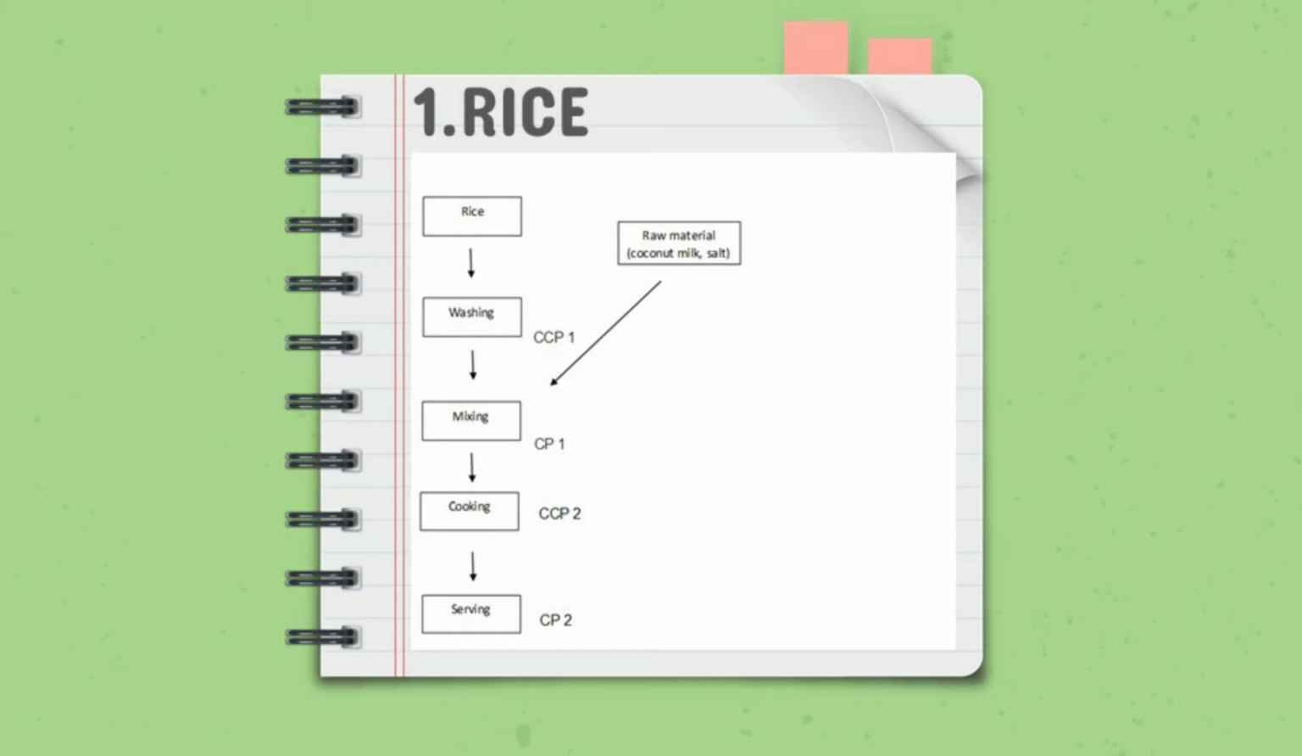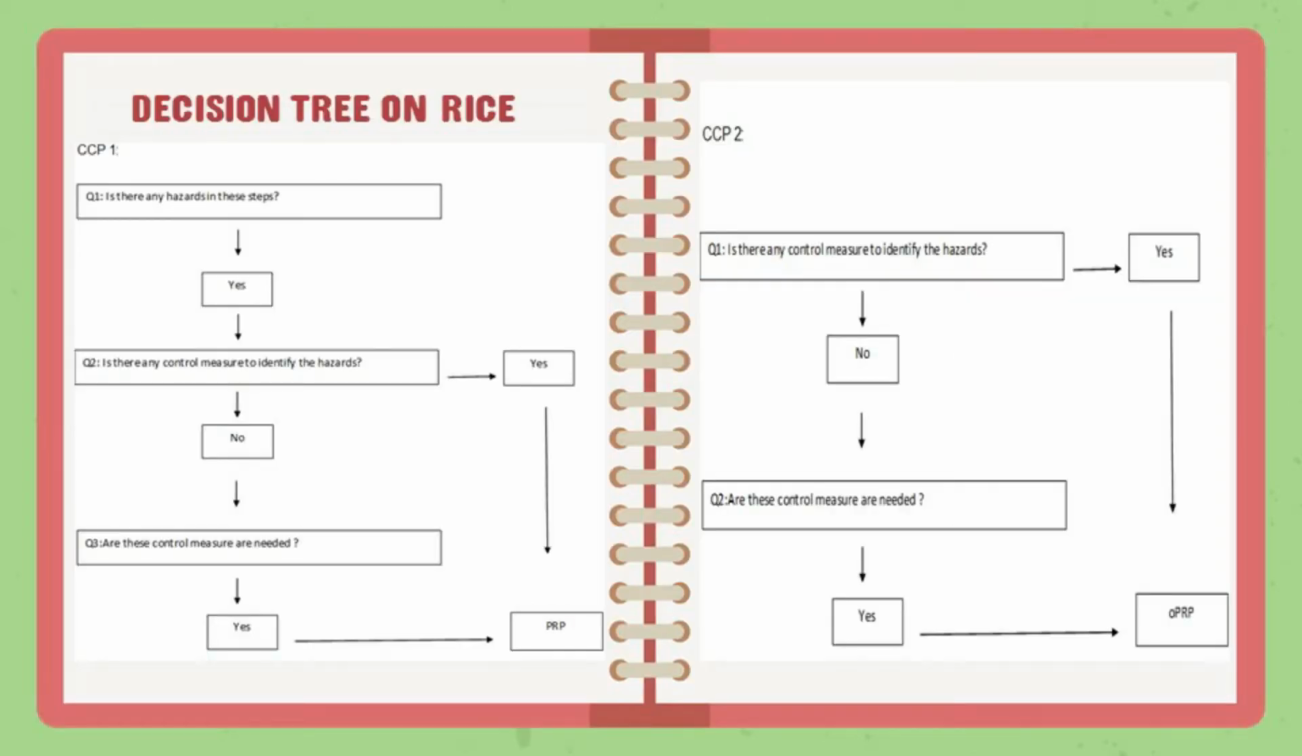Next is cooking. Cooking would be the CCP2. After that, it should be serving. Serving is labeled as the CP. Next is the decision tree for the rice. The CCP1, which is washing, the result is that it's the PRP.